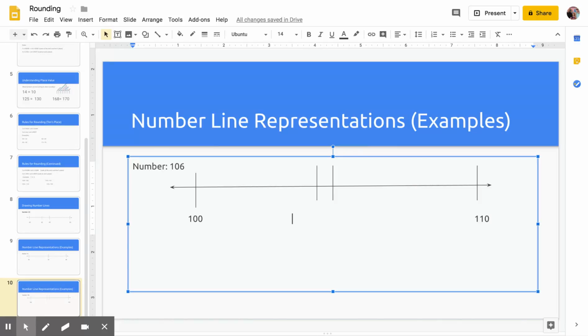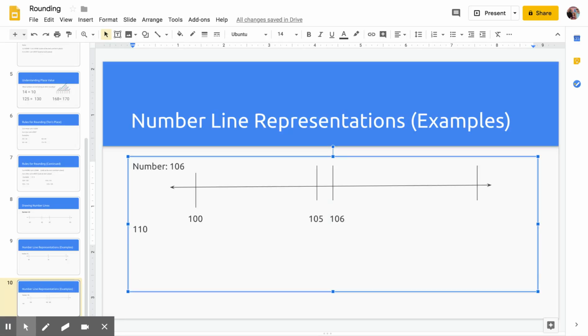So what's our half 10? That's going to be the number in between 100 and 110. So that's going to be 105. Now our number is 106. So that number is actually a little bit bigger than our half 10. So we're going to put that a little bit to the right of the half 10 spot.